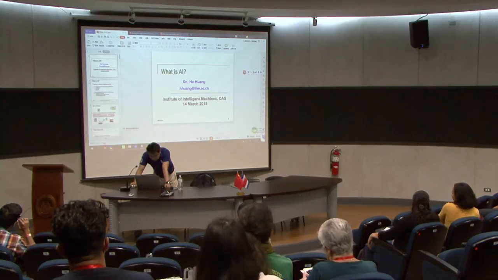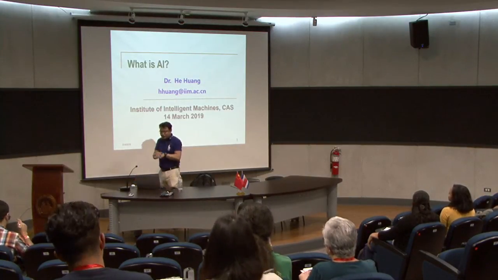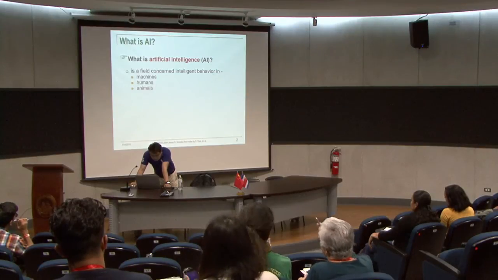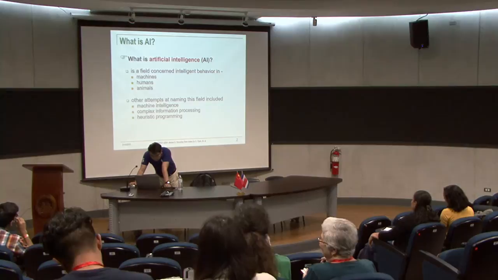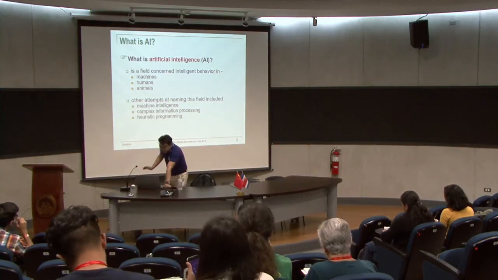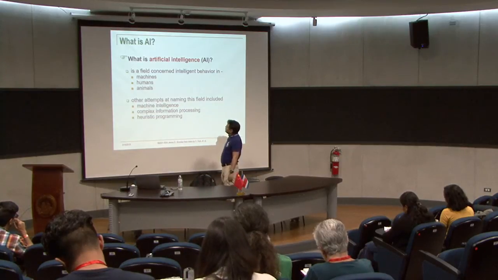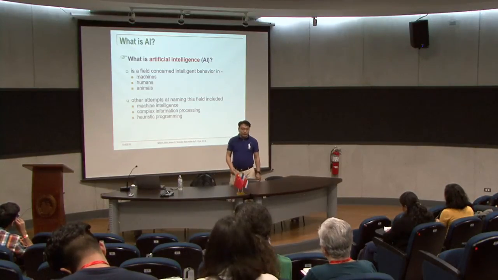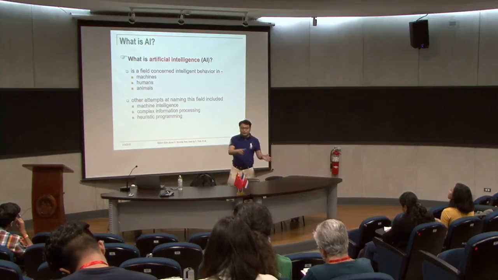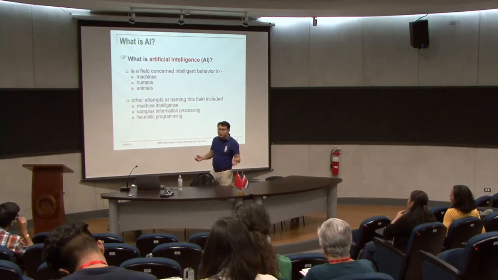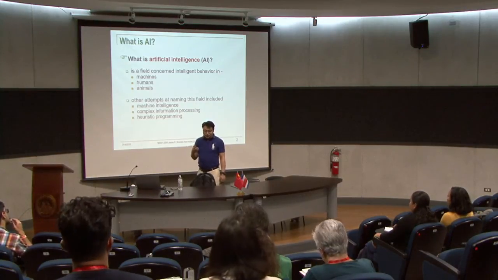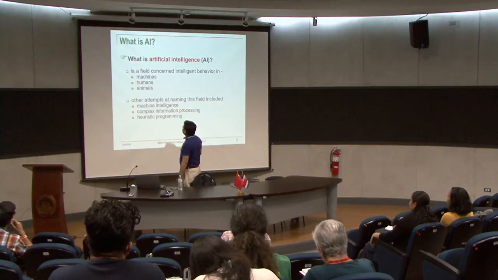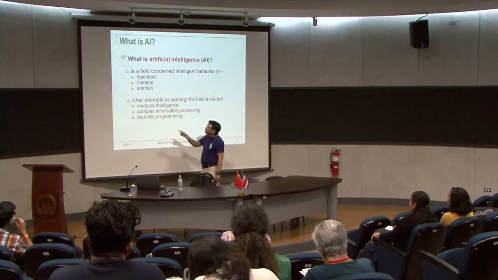Next I want to give a talk about AI, a very brief introduction to artificial intelligence. What is AI? AI is a field concerned with intelligent behavior in machines, humans, and animals. Why can a human recognize that it is a cat, not a tiger? Whether a machine can have this same ability is a concern about humans, animals, and machines.